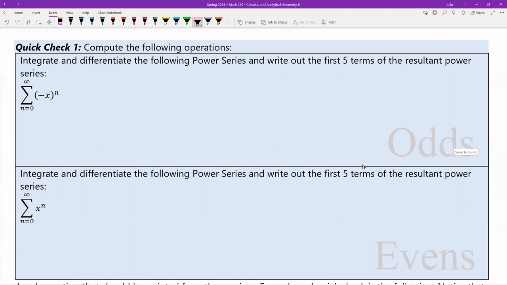So go ahead and take the derivative of these power series and integrate these power series. Give me the first five terms. And I really want you to pause the video here and try it out. There's a reason why in a second. So pause the video and try them out.